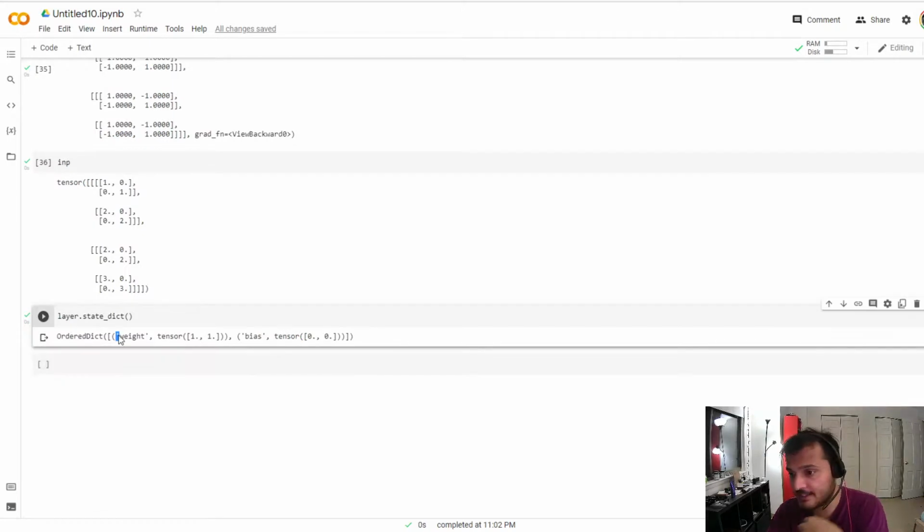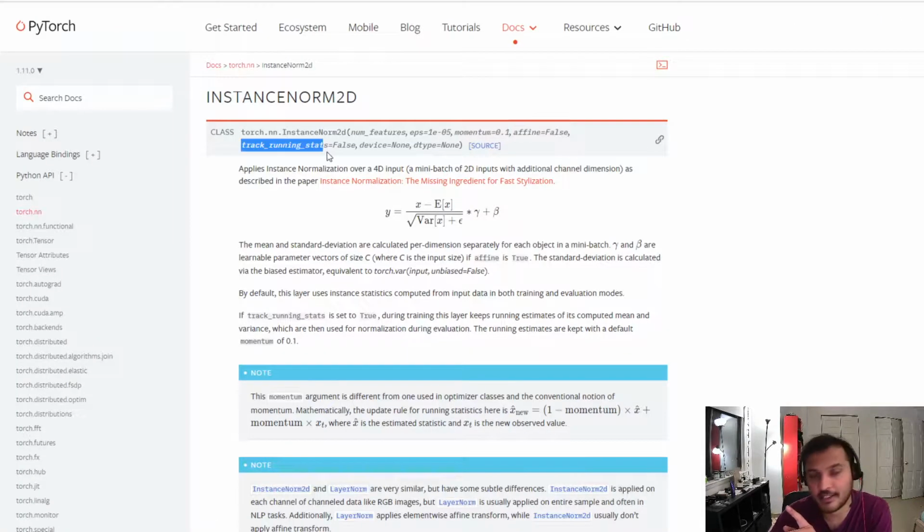So notice that this layer does not keep running statistics. The same goes with layer norm as well, because running statistics are not required for these layers. However, you can turn it on by this option, track running stats, which is by default false. In batch norm, that's true by default. And in the same way, group normalization also works.